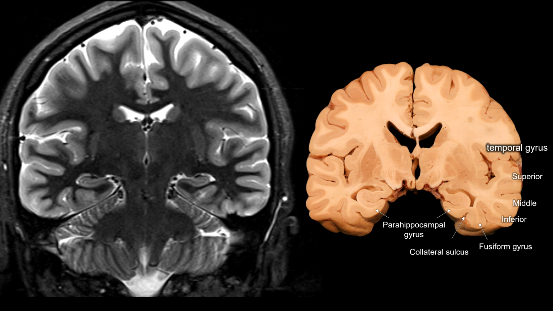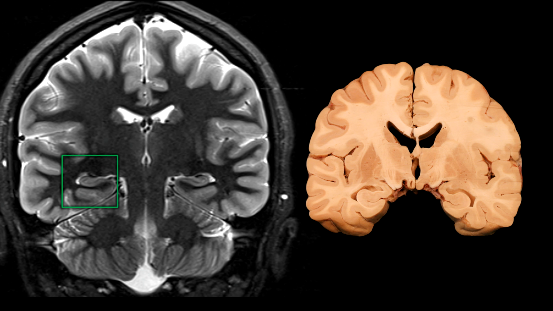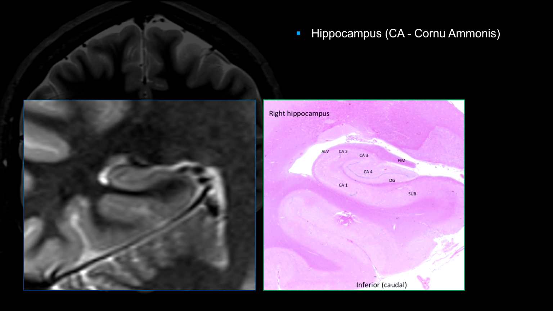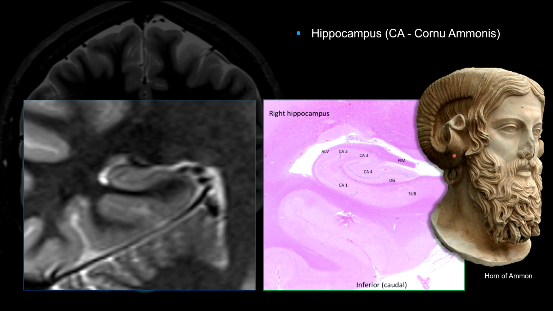So let's take a closer look at the hippocampus itself. The coronal T2 weighted sequence is the view that we use to look at the hippocampus. On this corresponding histology, you can see that the hippocampus comprises four regions. That's CA1, CA2, CA3, and CA4. CA stands for cornu ammonis, because some people think it looks like the horn of Ammon. So cornu ammonis, that's the hippocampus proper.